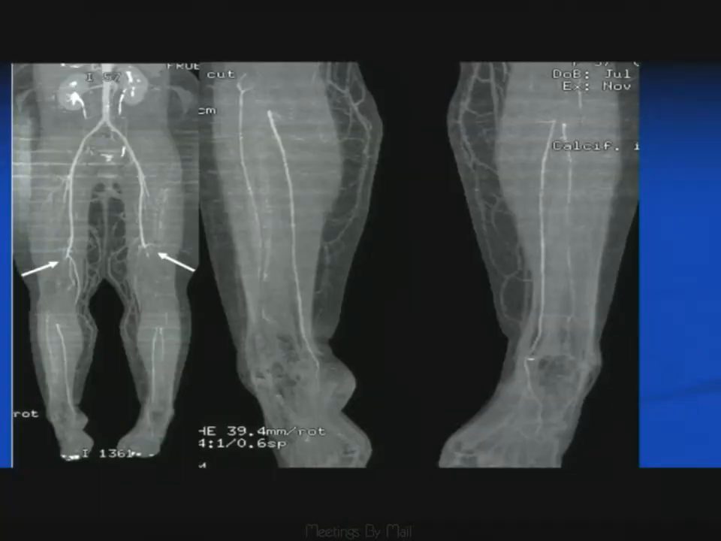This is a young lady in her mid-30s, unfortunately very obese, heavy smoker, who's got Buerger's disease with the distal femoral popliteal artery occlusions and some reconstitution of flow into both calves.